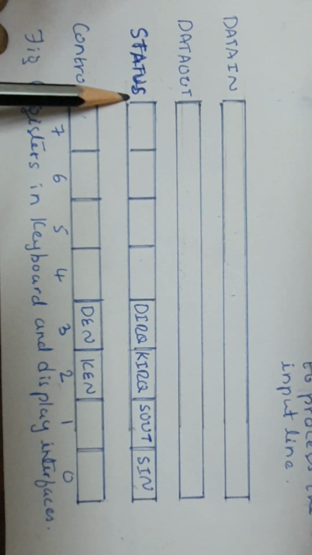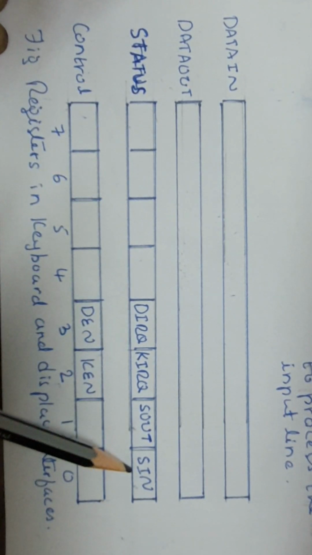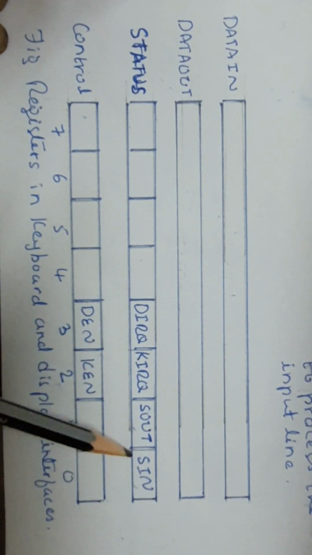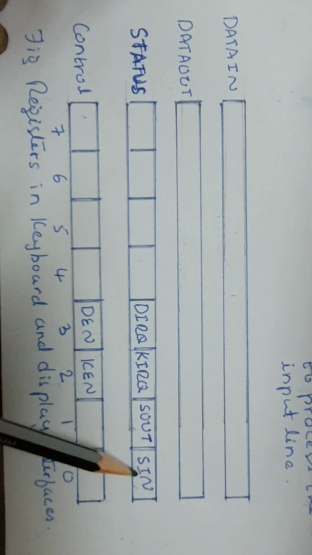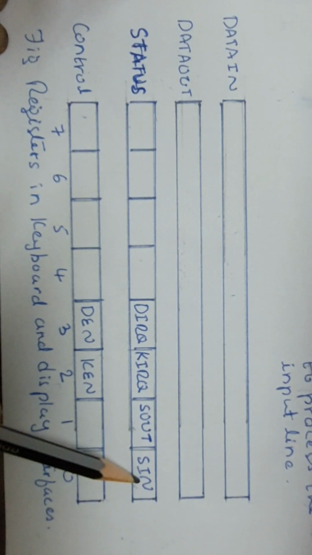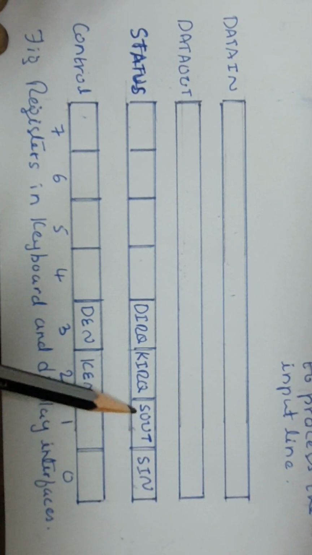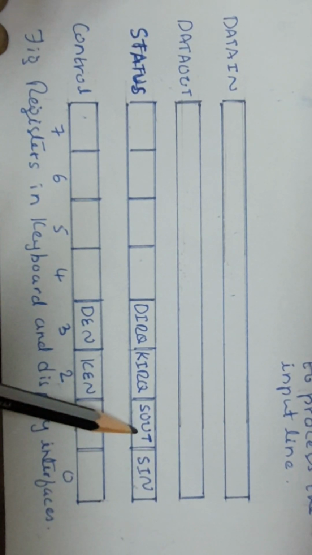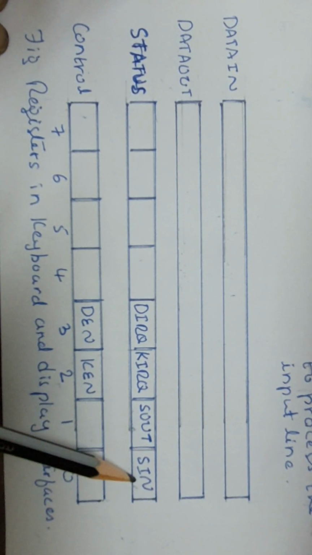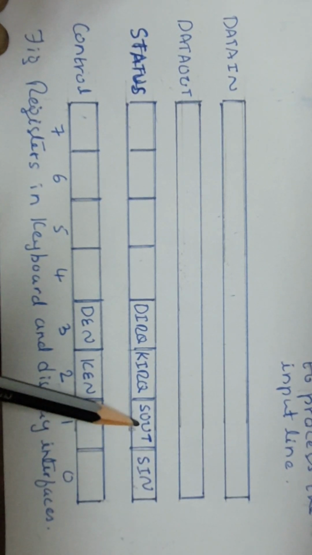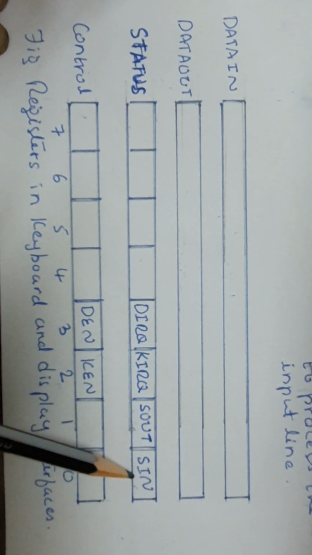Next, this is the status register which indicates the status of IO devices. SIN, status bit of input device, that is keyboard here. SOUT, that is the status bit of output device, that is the display unit here. So this is bit 0, that is the LSB. This is bit 1. So bit 0 is reserved for status information regarding keyboard. This is 0 if keyboard is not ready. This is 1 when keyboard is ready with the data.